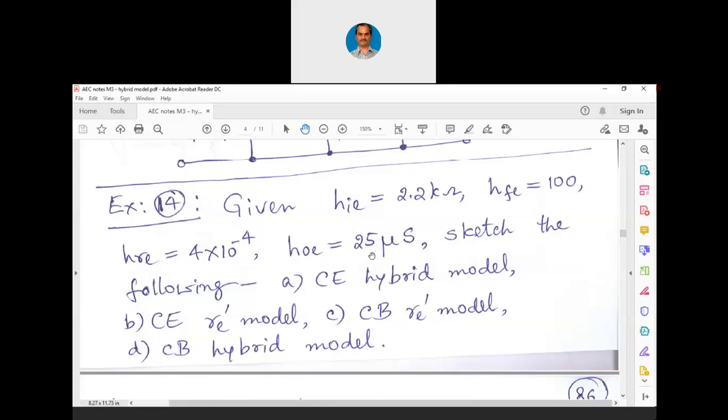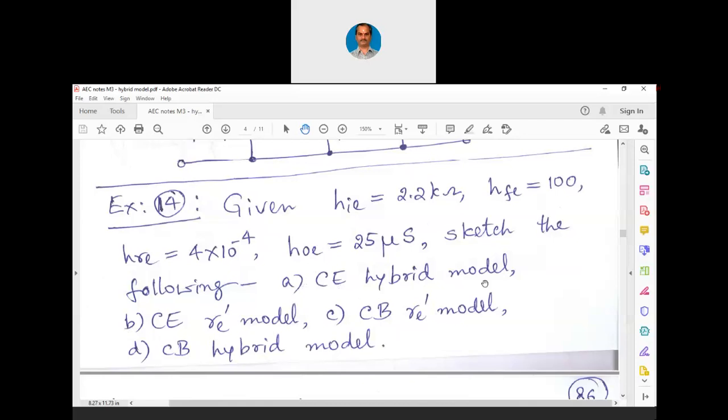HOE is 25 microsiemens. Now sketch the following: CE hybrid model, CE RE dash model, CB RE dash model, CB hybrid model. Do the first two, that is enough. The second, third and fourth I will show you. Common base RE dash model, common base hybrid model I am going to show you. Just draw that common emitter hybrid model and common emitter RE dash model.